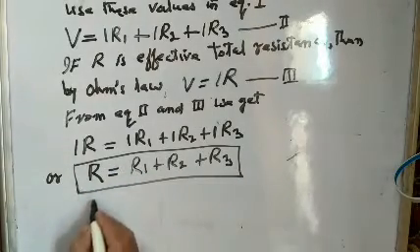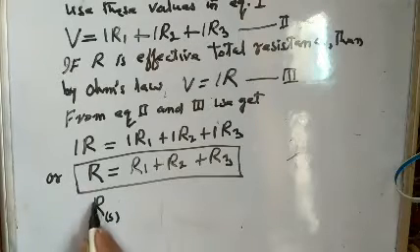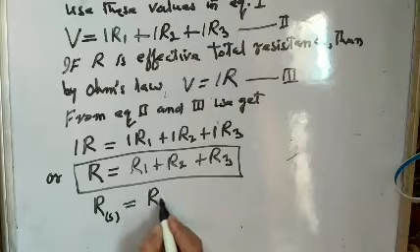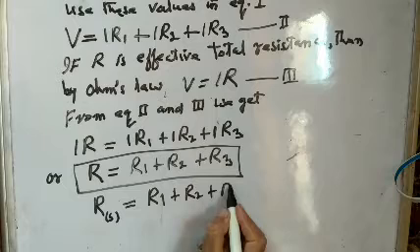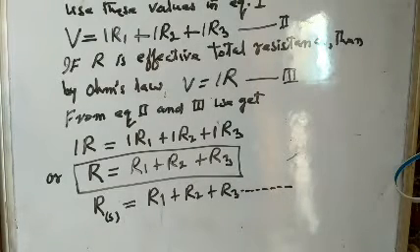You can also write here, within brackets, S, that means total resistance in case of series is equal to one resistance plus second resistance plus third resistance, and so on and so forth. I hope you have understood this derivation of the equation for total resistance in case of resistors connected in series. Thanks.